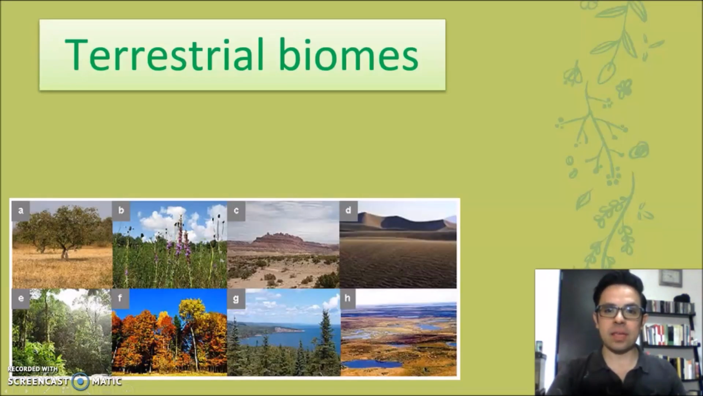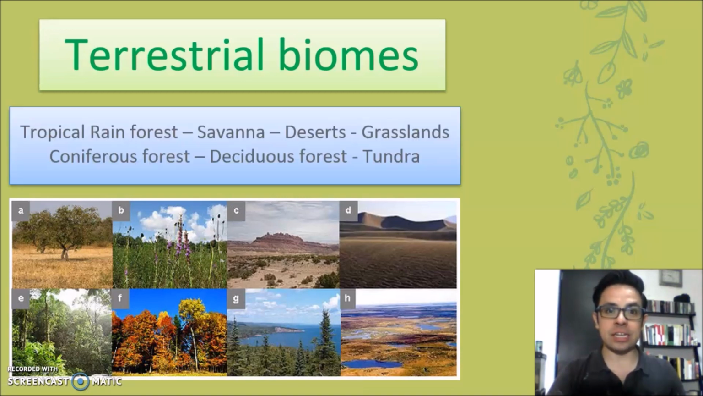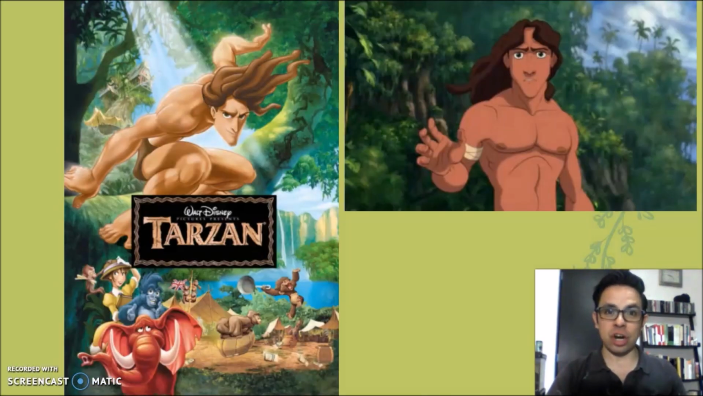To make things easier for you, we will summarize the biomes in 8 different examples that we are going to compare with movies. Have you seen the movie Tarzan from Disney? If you remember this movie, then you remember the main characteristic of our first biome, which is the tropical rainforest.